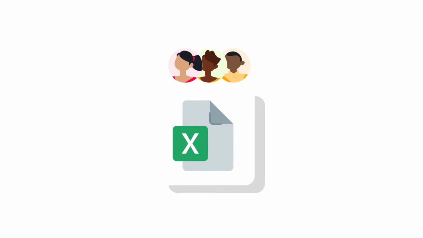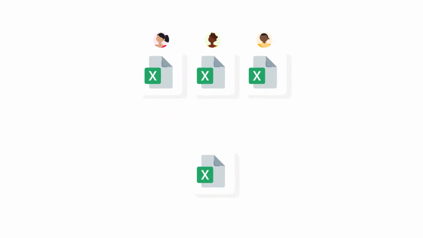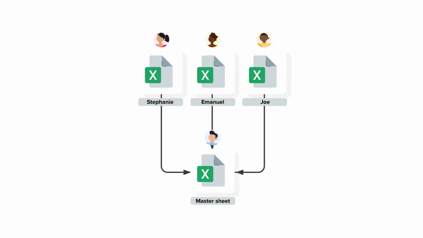Now, how does it work exactly? The Sheetgo Project Management Excel template contains 4 Excel files. There are 3 spreadsheets named Stephanie, Emmanuel and Joe, and these are the personal spreadsheets for the team members working on the project. Here they can see which tasks they need to do and log their progress as they complete them. Data then flows from these spreadsheets into the project manager's master sheet.